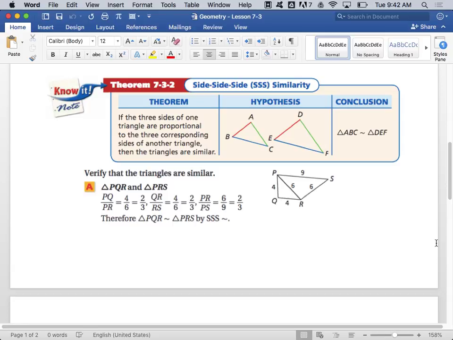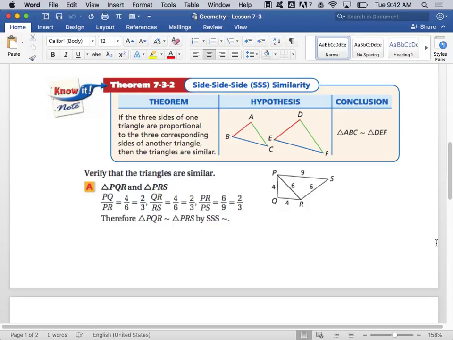The next one is an obvious one. Side, side, side similarity. If all the sides are proportionate, then they're similar. That means if this one is double this one, and that's double that, and that's double that, then they're similar, because all the sides are proportionate.